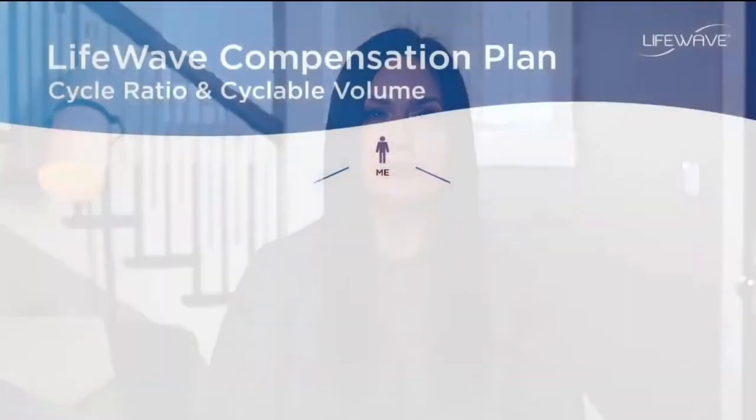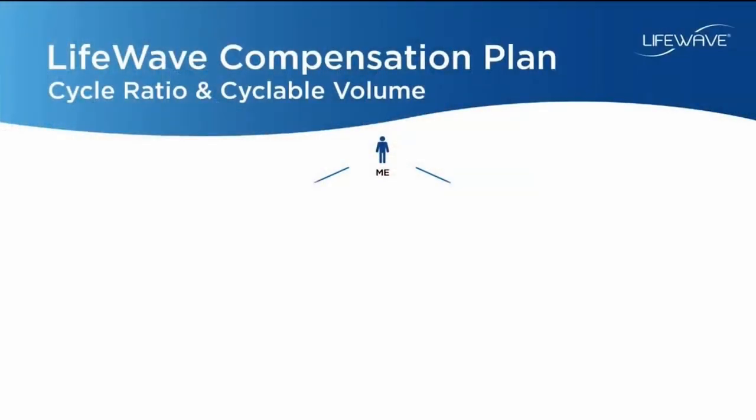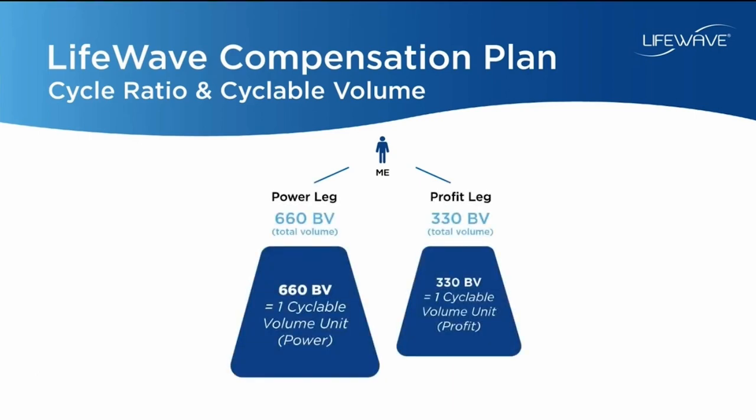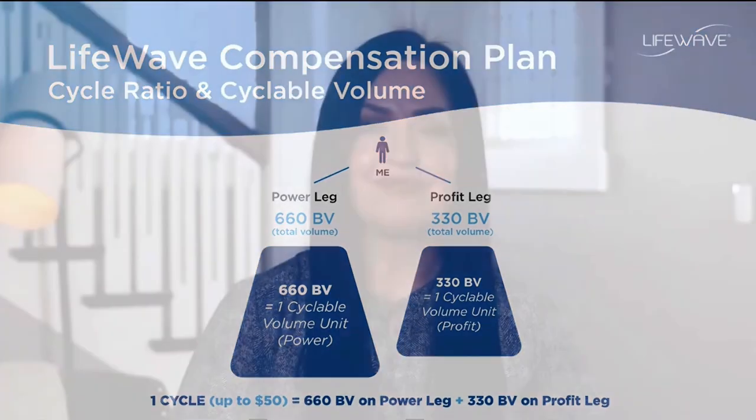Now let's talk a little bit more about cycle ratio and cyclable volume. In order to meet that cycle ratio, you have to have 660 BV on your power leg and 330 BV on your profit leg. Once you've achieved that, it's considered cycle ratio complete and you have a cyclable volume unit. Every week we count up all of those cyclable volume units, and they are part of your cyclable volume.